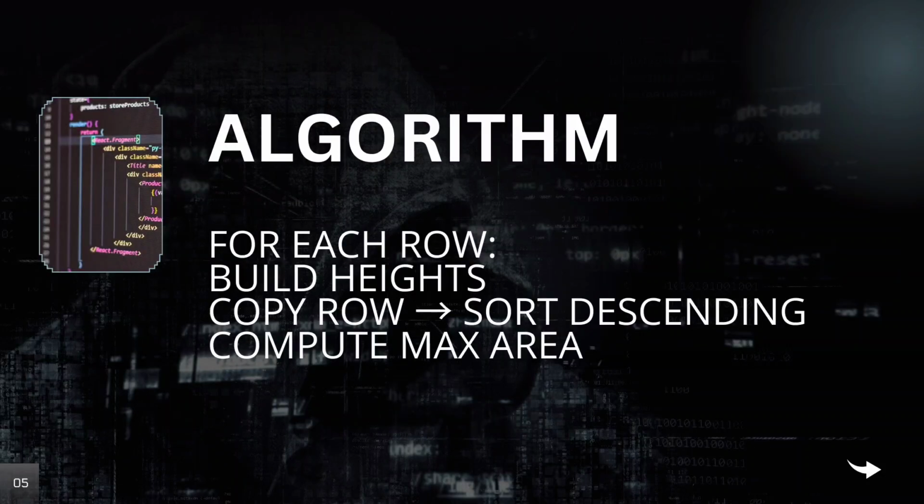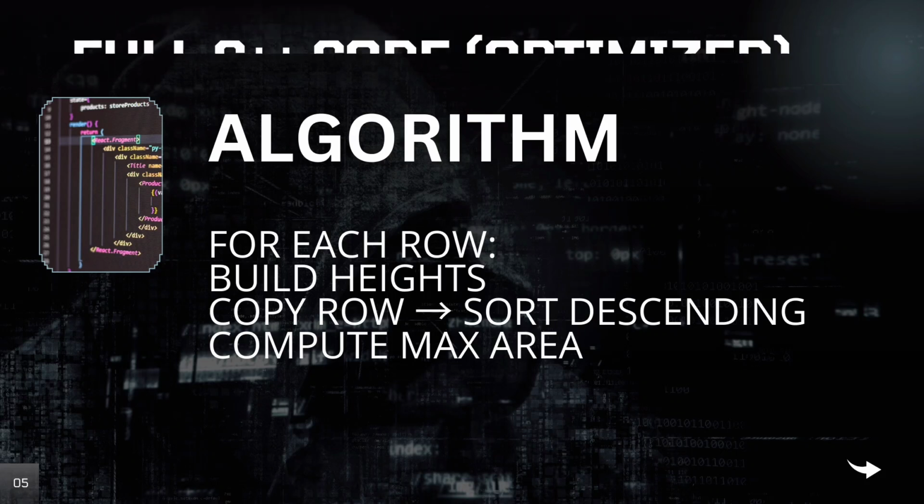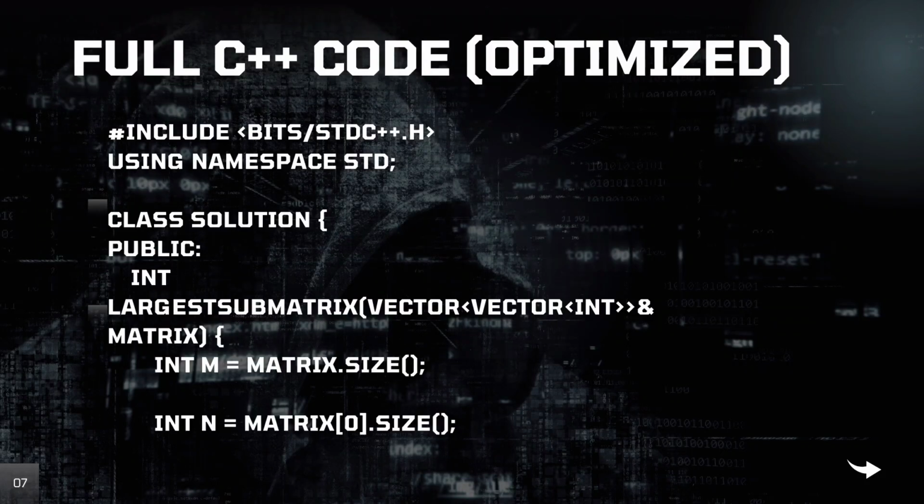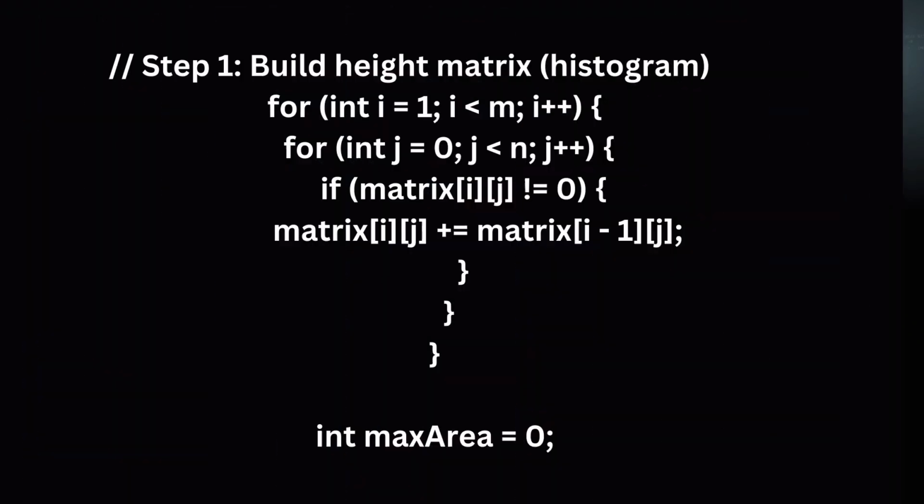We are using a basic algorithm for each row: build heights, copy the row, sort descending, compute the maximum area. So that's our basic algorithm to use in our code. This is our full C++ optimized code. We first include the namespace, then we build a public solution. We include largestSubmatrix with vector of vector of int matrix, then we initialize the size of the matrix, and then our important code starts.